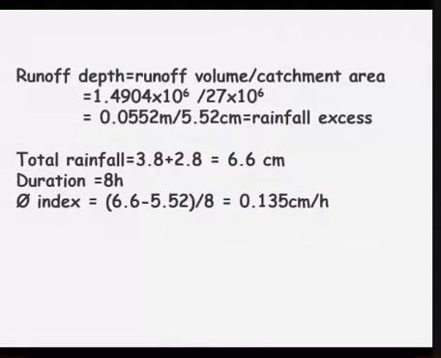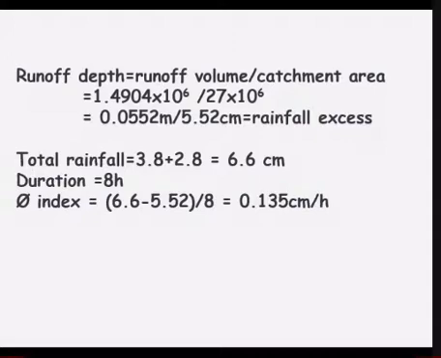So the total direct runoff depth is equal to runoff volume divided by catchment area. So 1.4904 times 10 to the power 6 divided by 27 times 10 to the power 6. So the rainfall excess is 0.0552 meters or 5.52 centimeters as the rainfall excess.